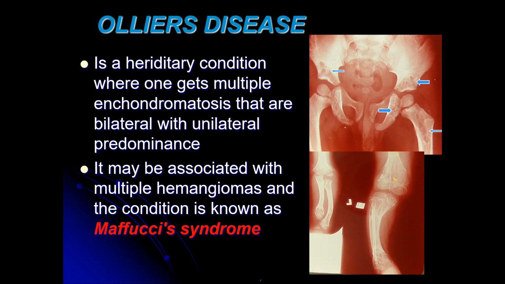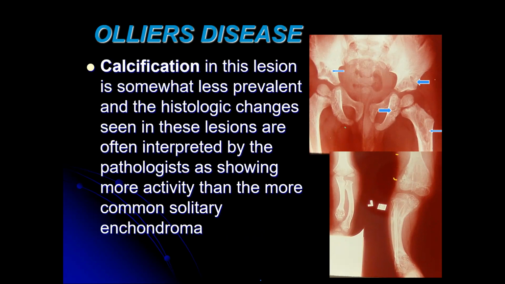Ollier's disease is a hereditary condition where one gets multiple enchondromatosis that are bilateral with unilateral predominance. Meaning one side could be involved much more than the other side. It may be associated with multiple hemangiomas, and this is known as Maffucci syndrome. This shows you Ollier's disease. This lesion is somewhat less prevalent, and histologic changes seen in these lesions are often interpreted by pathologists as showing more activity than the more common solitary enchondroma.